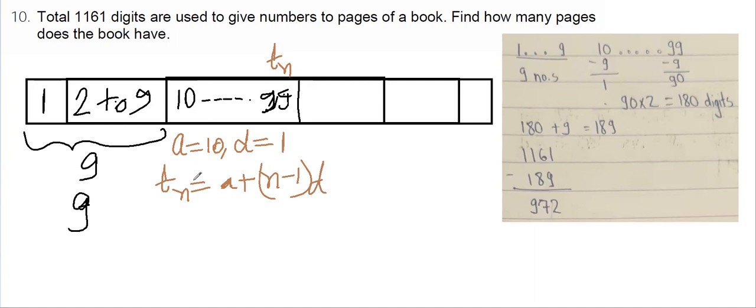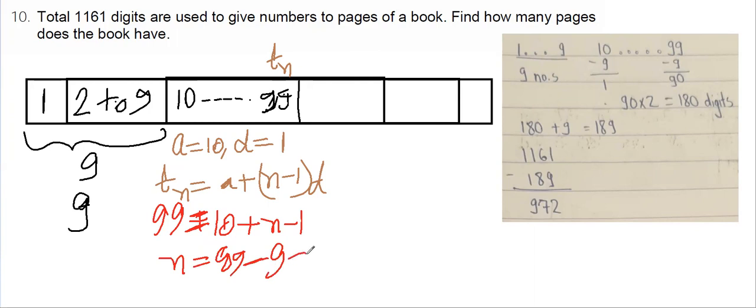So here, Tn is 99. I will write 99 equals a, which is 10, plus n minus 1. Now if I solve this, I will get the value of n as 99 minus 9, which comes out to 90. So the number of numbers from 10 to 99 is 90.